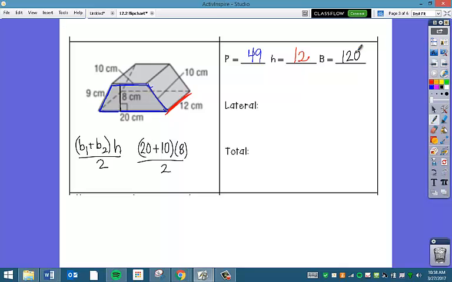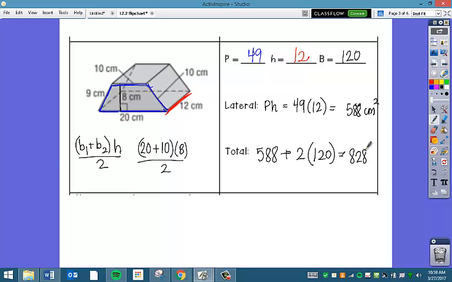And then I can find my lateral surface area. My lateral surface area is the perimeter of the base times the height. So that's 49 times 12. 588. So then to find my total surface area, I'm just going to take my lateral surface area and then add in my two bases. And each base is 120. And I'm going to get 828.